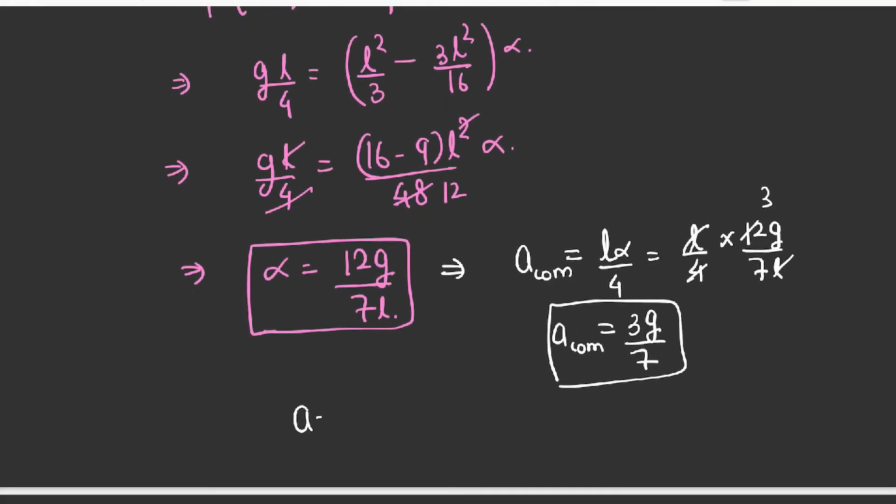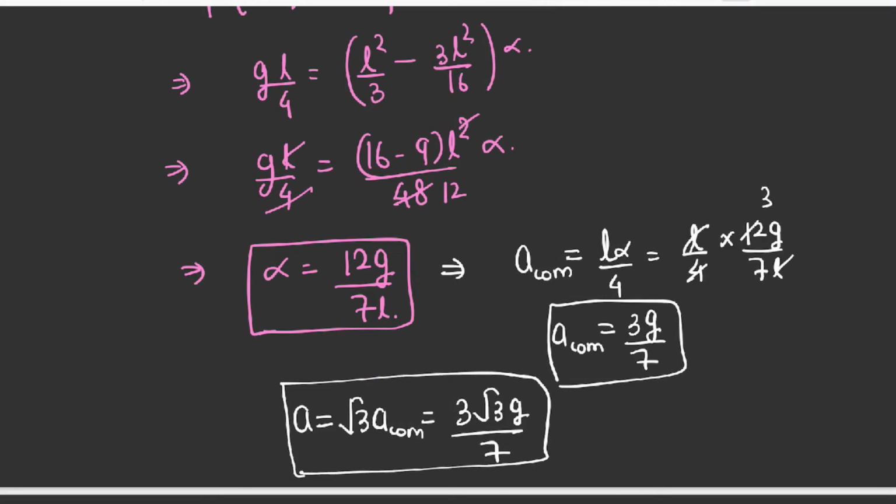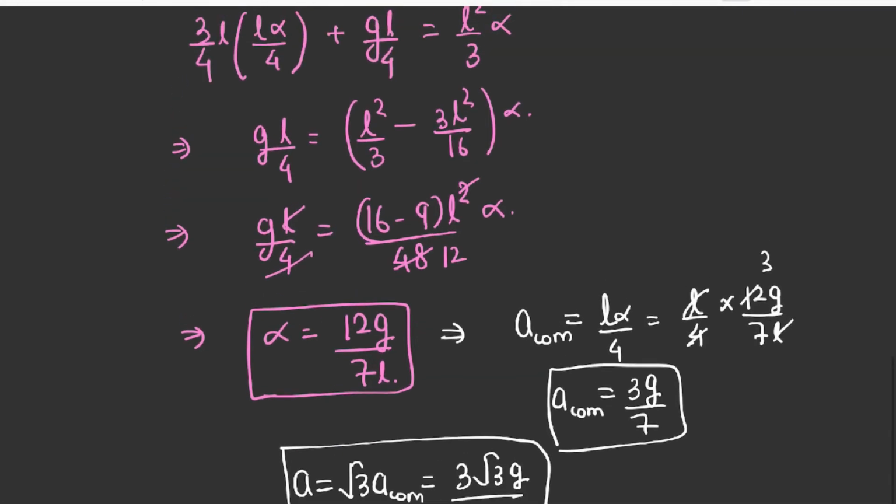Now I need to find A. A was already known: root 3 times ACM. That comes out with what? So that will be 3 root 3 G by 7. Sir, I have found approximately all the answers. Is it okay? That is the main thing.